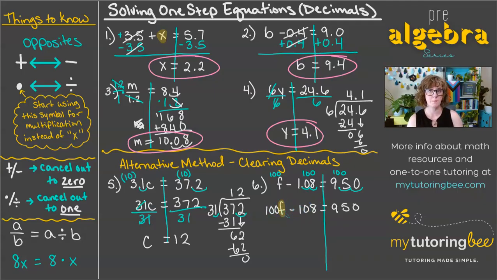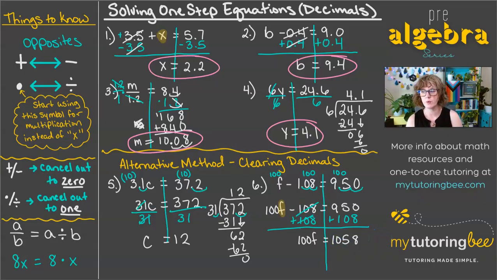So we always want to work in backwards order of operations when we have 2 or more steps in an equation to solve. Meaning that we're going to undo any addition, subtraction first, and then we're going to undo any multiplication or division. All right, so we're going to start by undoing this subtraction of 108. We're going to add 108 to both sides. 108, that's going to cancel out here, and we are left with 100f on this side of the equation. And then this is going to give me 1058.